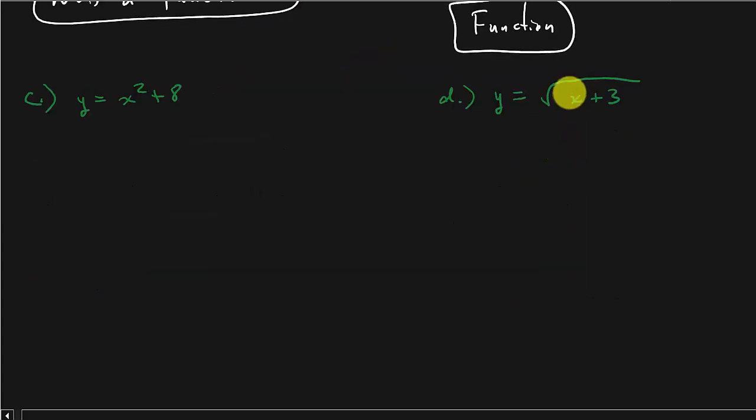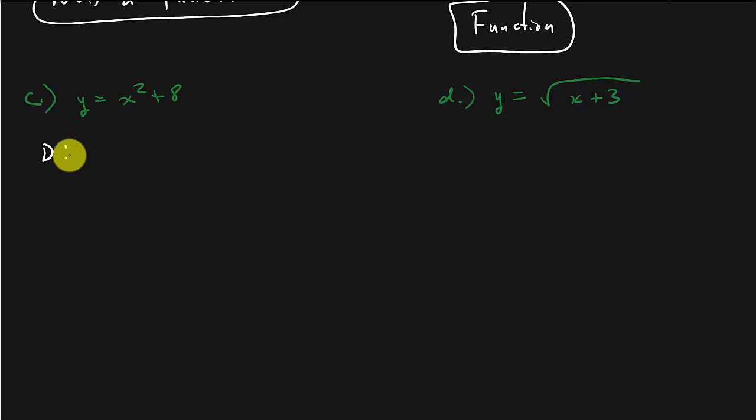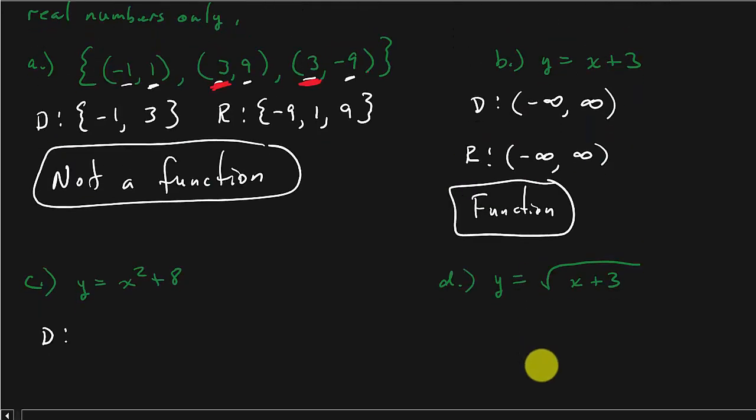Now, what about this one? So y equals x squared plus 8. Well, let's go ahead and get the domain. All right, so let's go through the same thought process for the domain as we did in the previous one, this line here.